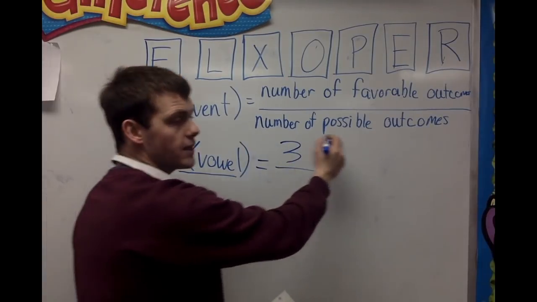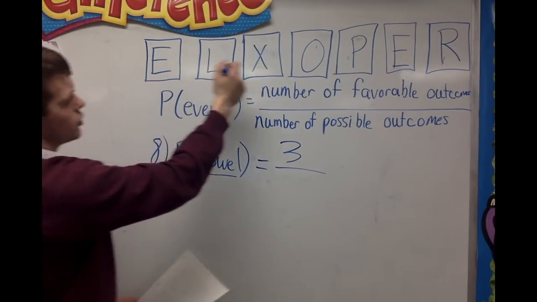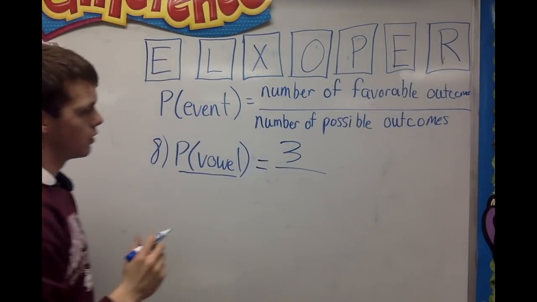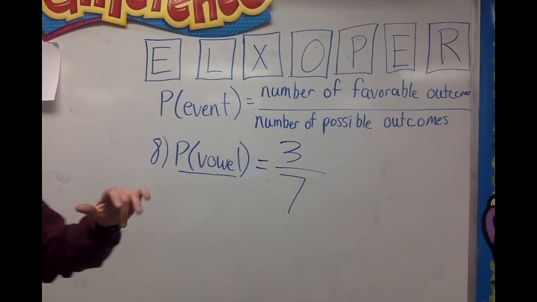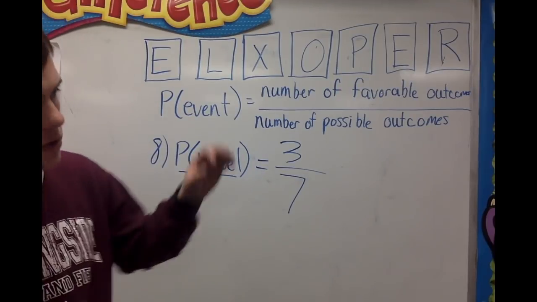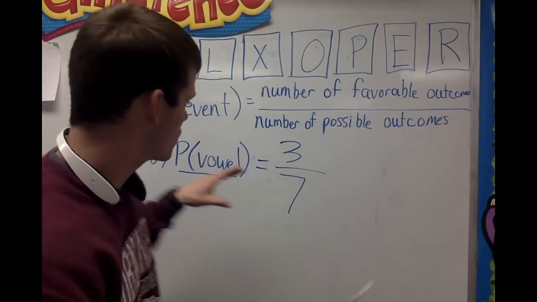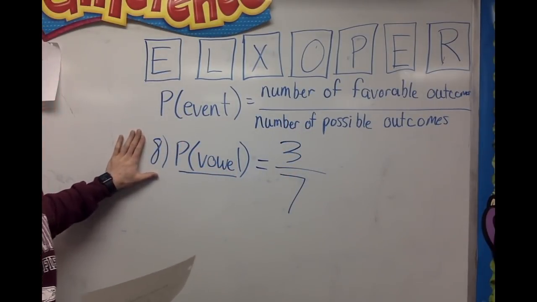What's the number of possible outcomes now? Think there's 1, 2, 3, 4, 5, 6, 7 tiles. So if we were to throw those all in a hat, and we started pulling out different tiles, we're supposed to pick vowels 3 out of 7 times.